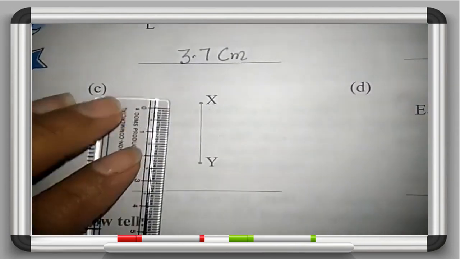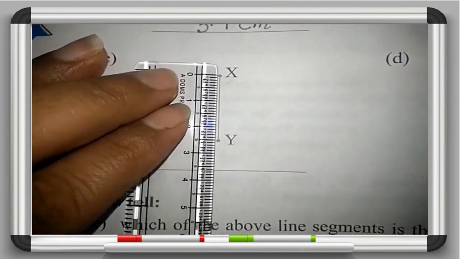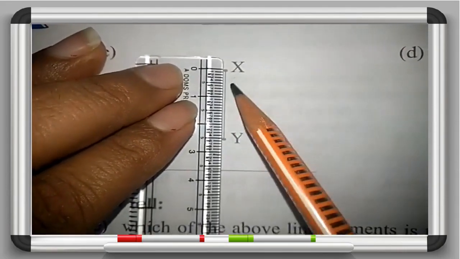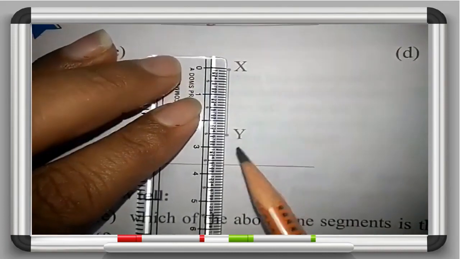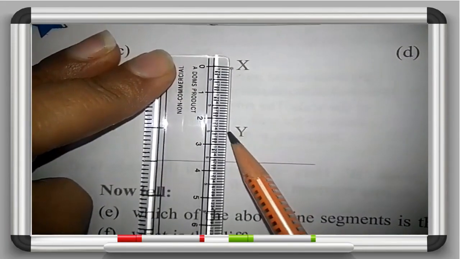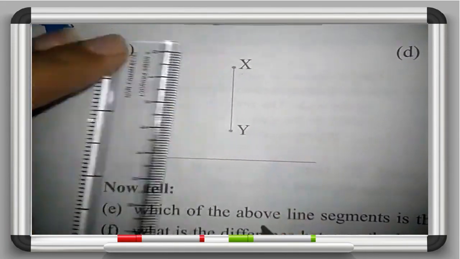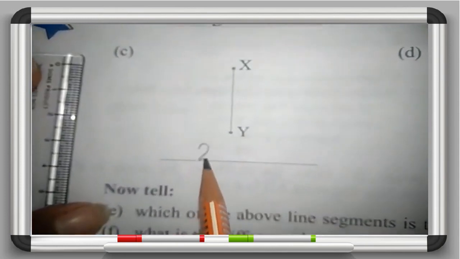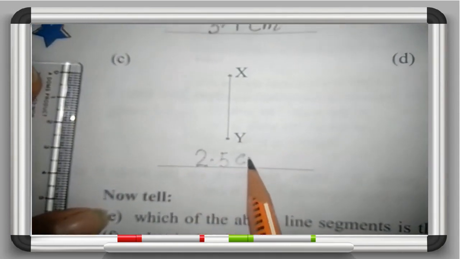Now in C part, here you can see XY line segment is given. Now we have to find out the length of this. So here we will start from 0 on point X, okay, and up to Y. The line segment length is 2.5 centimeters. So here we will write 2.5 centimeter.